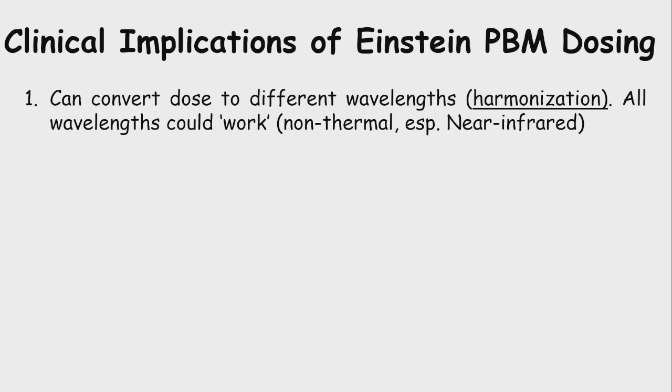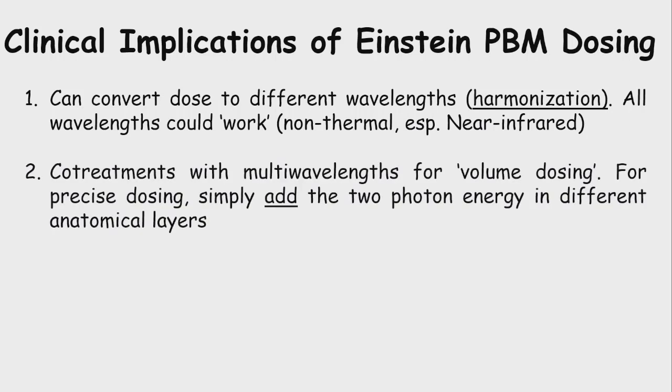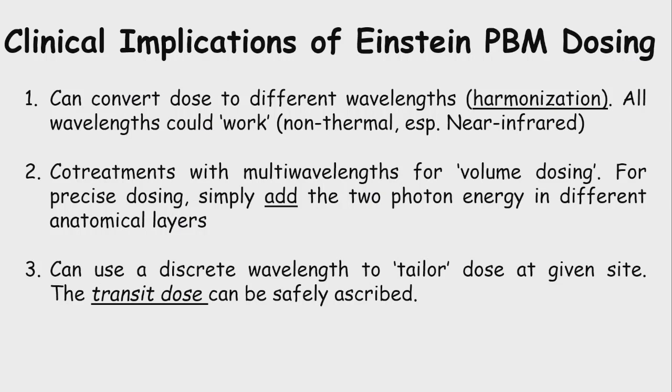We are even extending the spectrum of PBM wavelengths. We classically call it 400 to 1200, and now there is evidence, as many of you know, beyond those spectrums. There is also the possibility, if you're using multiple wavelengths, to simply add those dosing calculations and be more accurate with your dosing reporting, as well as your consistency of clinical outcomes.